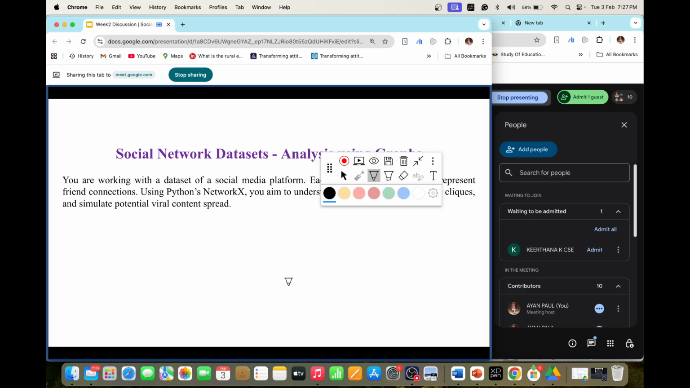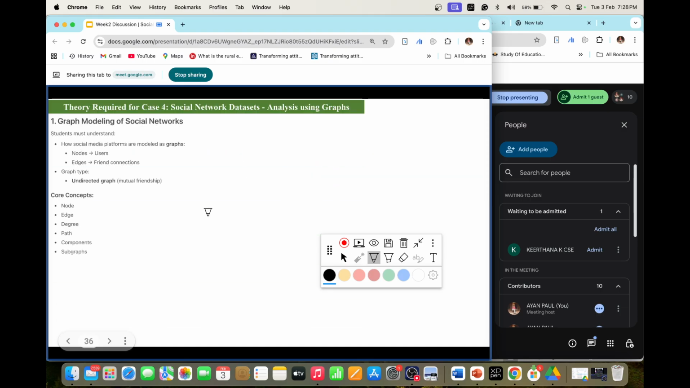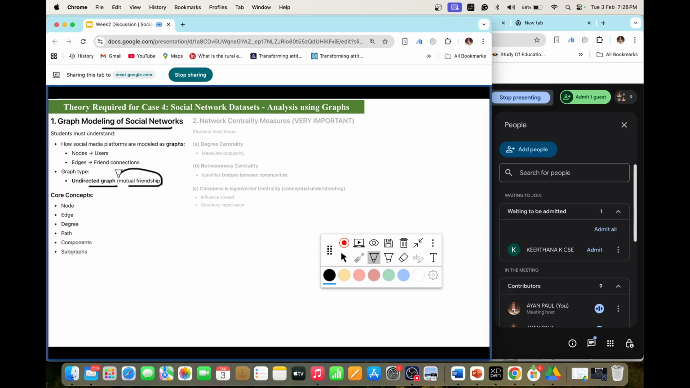Okay, now let's move on to case 4, that is social network dataset analysis using graphs. So you are working with a dataset of a social platform. Each user is a node and edges represent friend connections. Using Python NetworkX, you aim to understand central influencers, isolate cliques, and simulate potential viral content spread. So that you have to do. Theory required: graph modeling of a social network, nodes are users, edges are friend connections, graph type is undirected because mutual friendship exists. Core concepts: nodes, edges, degree, path, components of graphs.